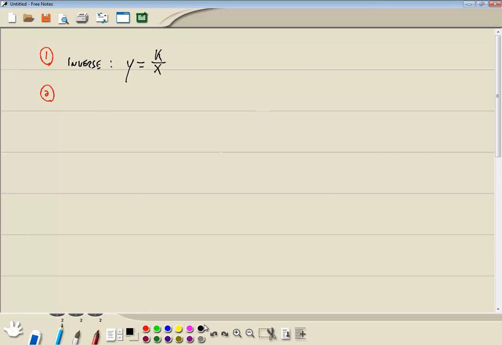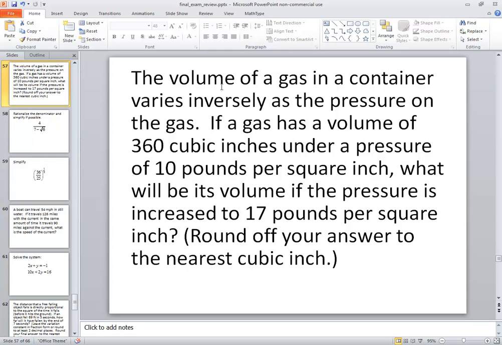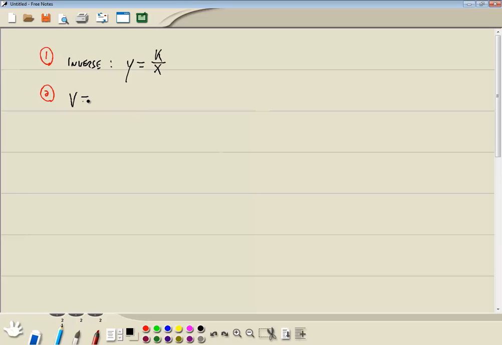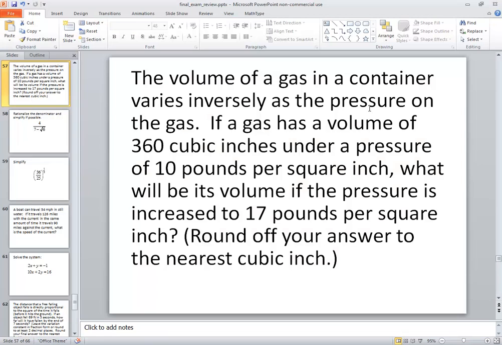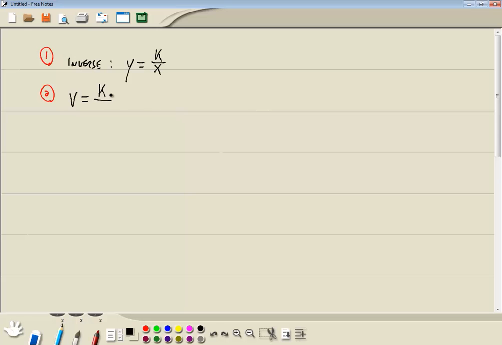Step 2, pick variables that make sense. Okay, the volume of a gas in a container varies inversely. Varies where equals is. So volume of a gas, V for volume, equals, K is always K, you never change it. Varies inversely is the pressure on the gas. P for pressure.